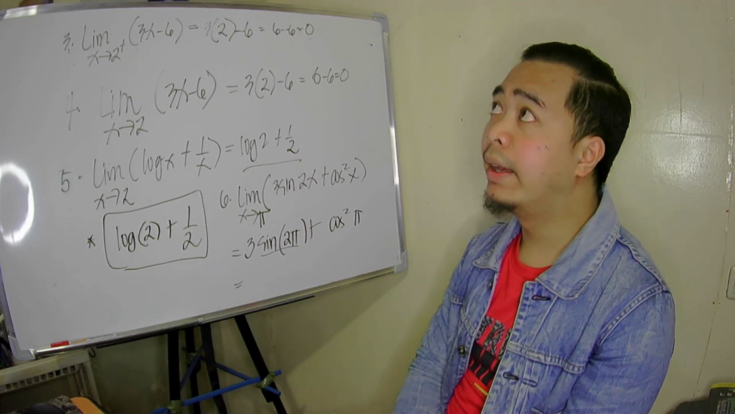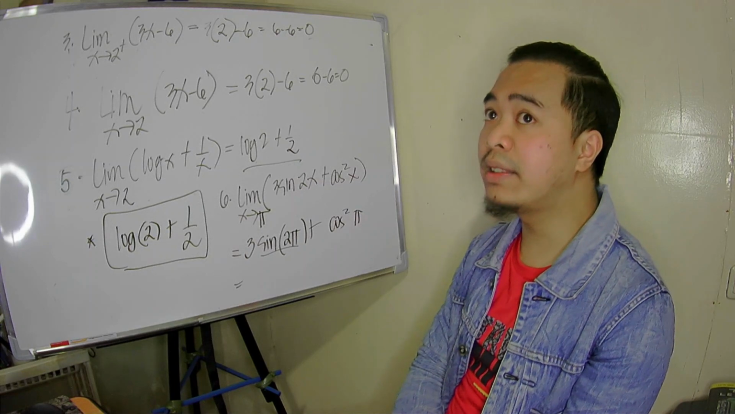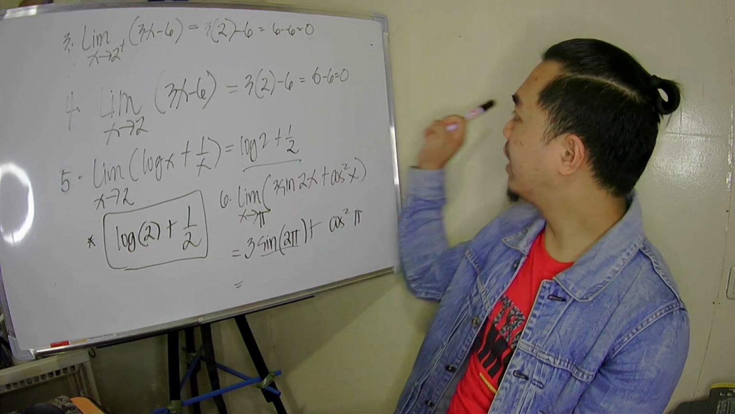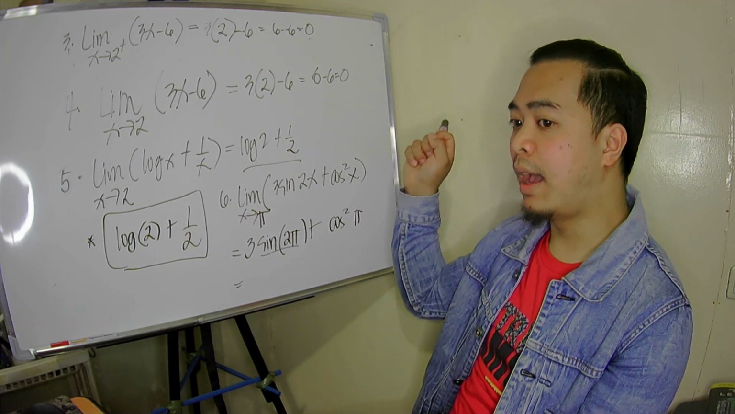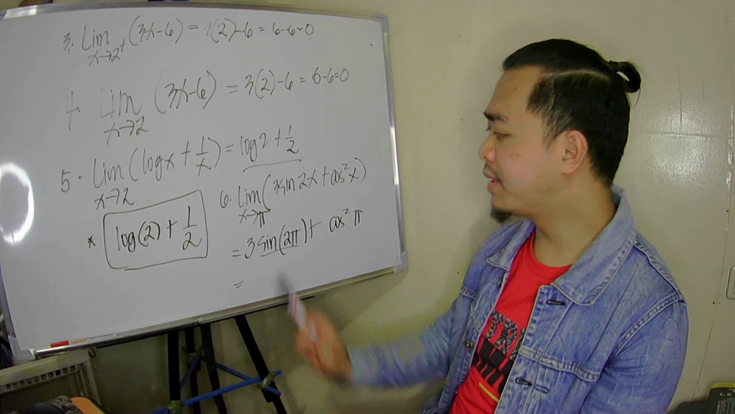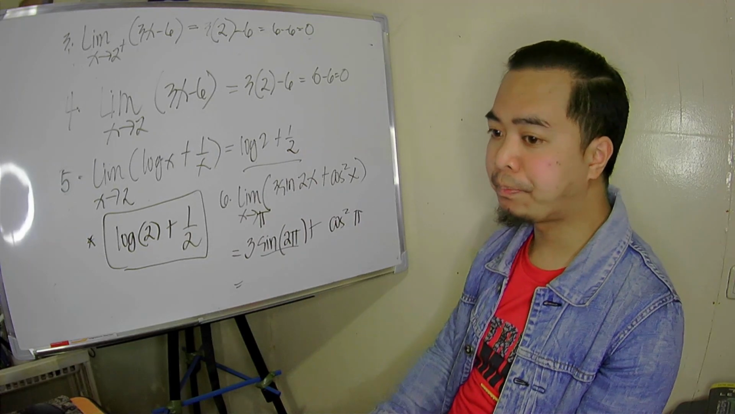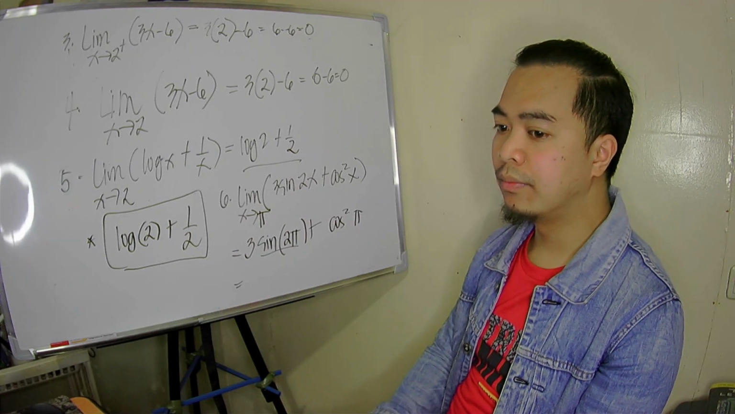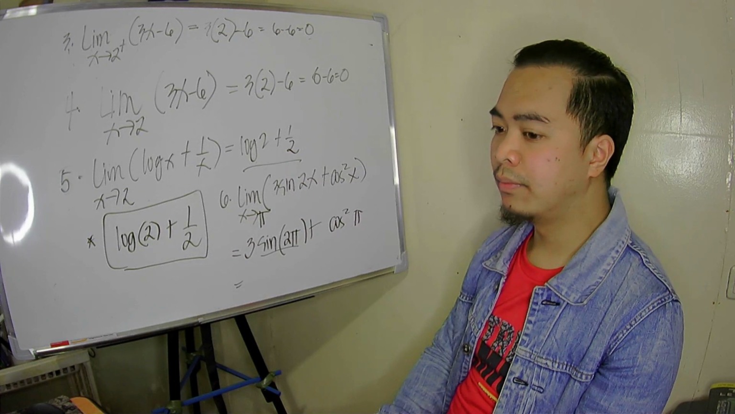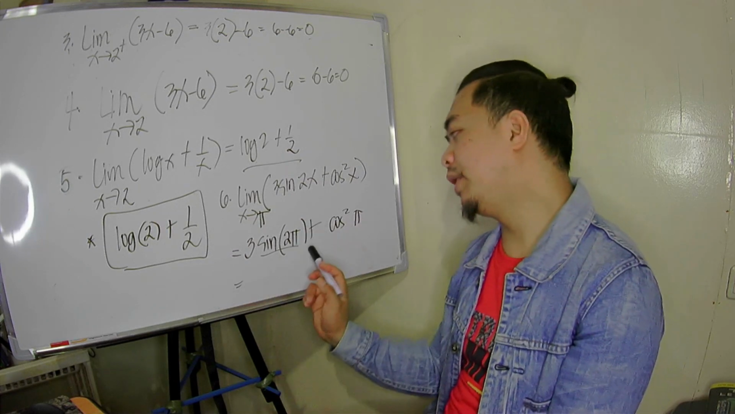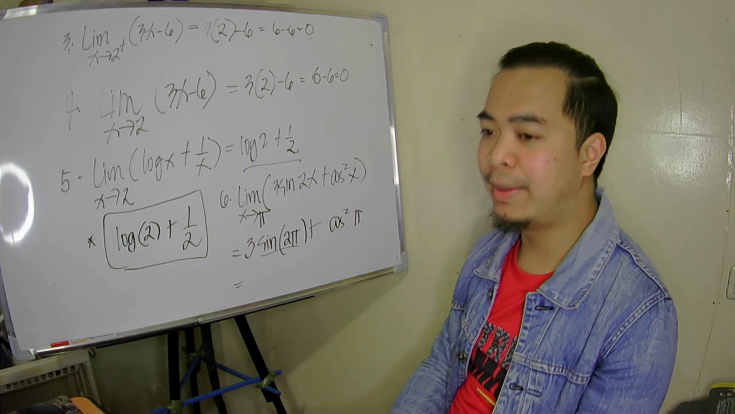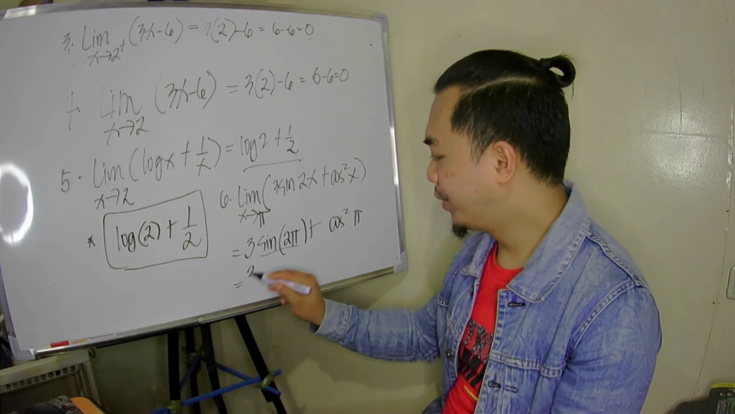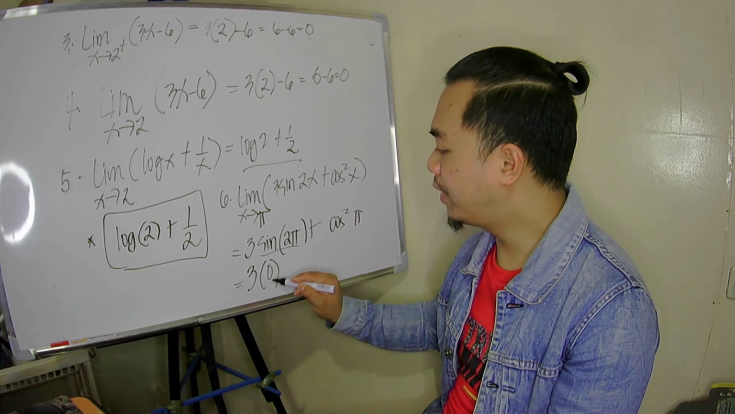Ang 2 pi, it's the same as 360 degrees. So in a circle, bumalik ka doon sa point na nasa x-axis ka. Ano yung y value doon? Sine is the y value, di ba? If you do not know the answer, just press your calculator. It will give you the answer. It's 0. So 3 times 0.